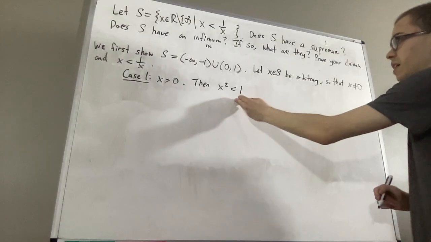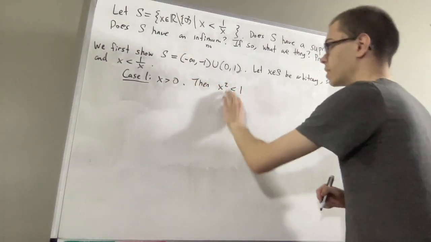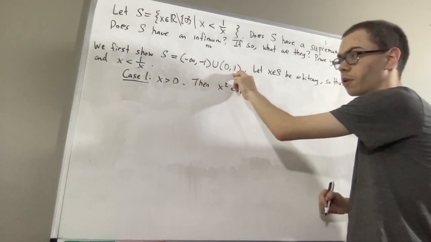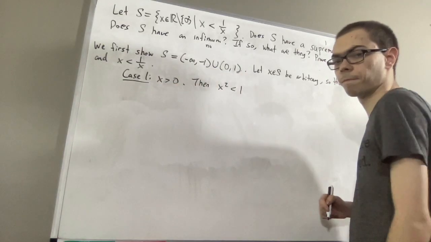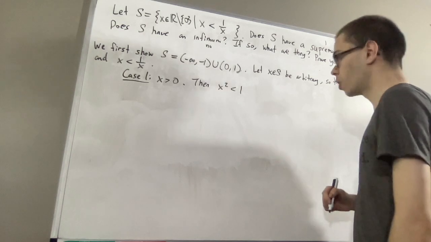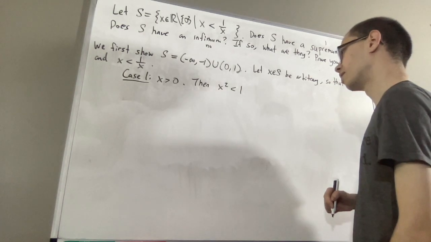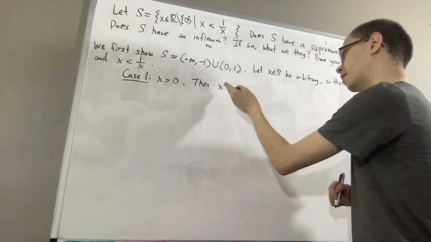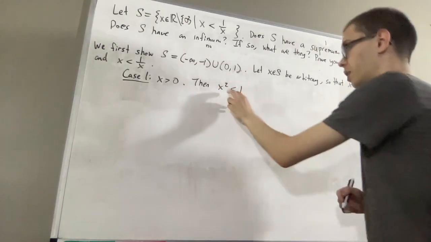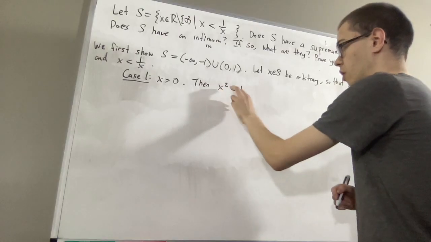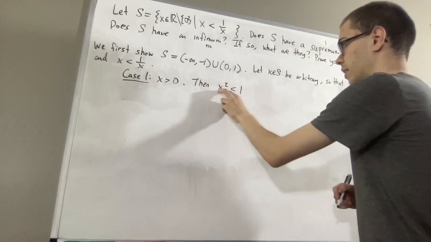Now the claim is, since X is greater than 0, our claim is X lies between 0 and 1. We know X is greater than 0, all we have to do is show that X is less than 1. And so one way that we could do that is by taking the square root of both sides, right? That works because you would get the square root of X squared less than the square root of 1, so then X is less than 1.